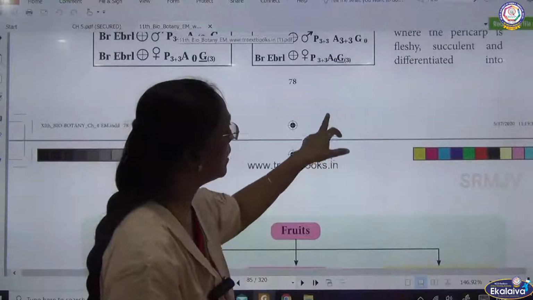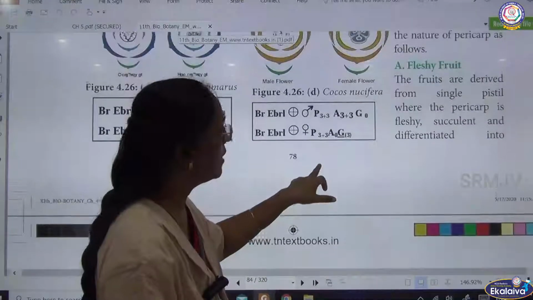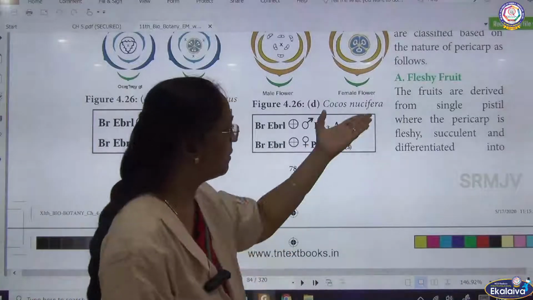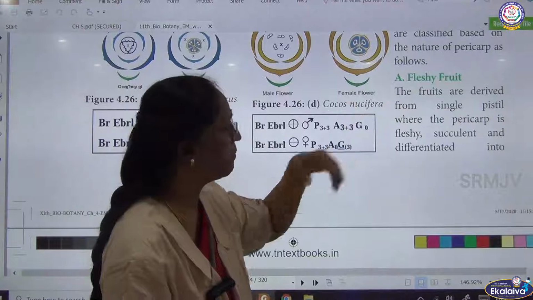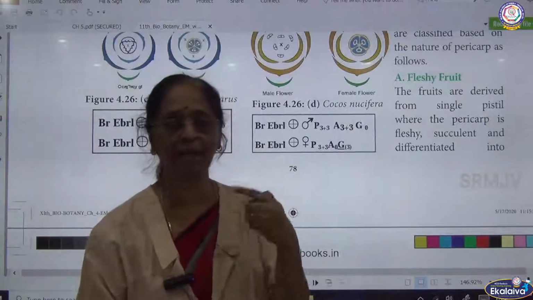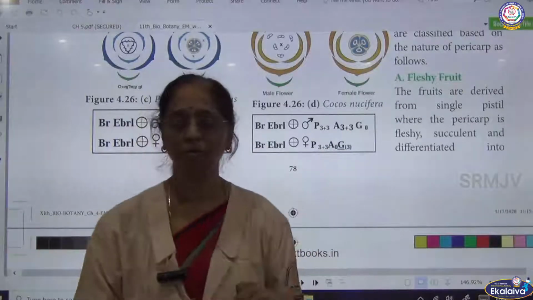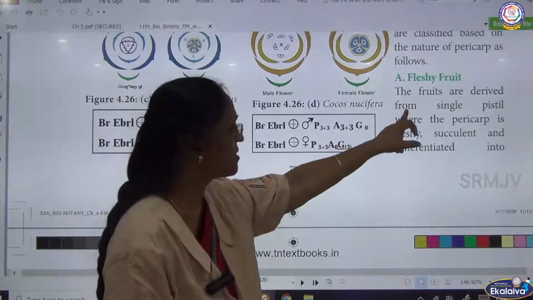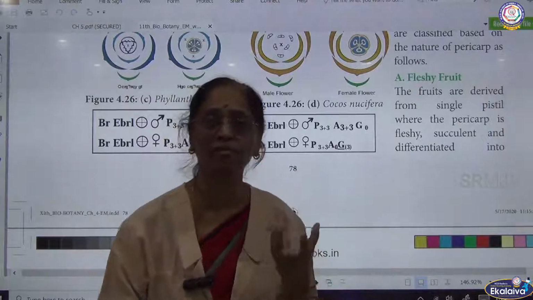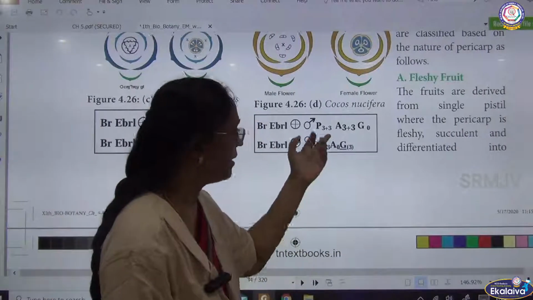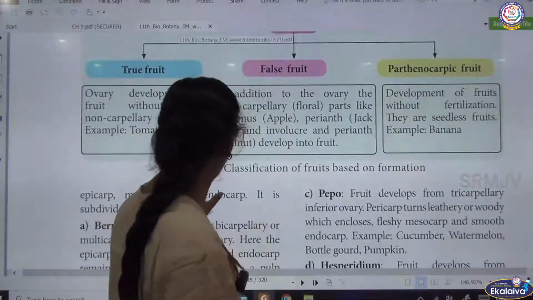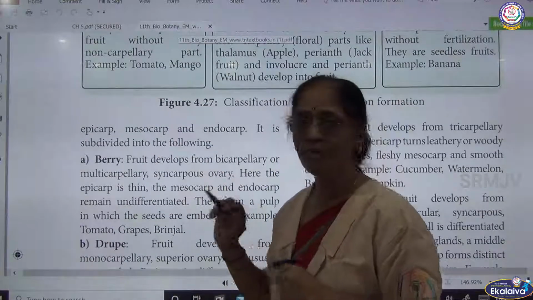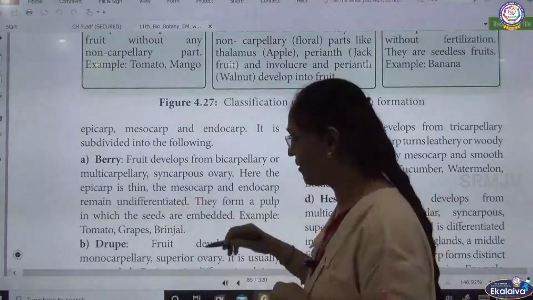But when we talk about the fruit, here we can call them fleshy fruits. And here the word tells what a fleshy fruit is, depending upon the nature of the pericarp. Either it may be a fleshy fruit or it may be a dry fruit. The fleshy fruits are the fruits which are derived from a single pistil where the pericarp is fleshy, succulent, and you can see that it is differentiated into epicarp, mesocarp and endocarp. In this we can find various types. We will see the picture, children.